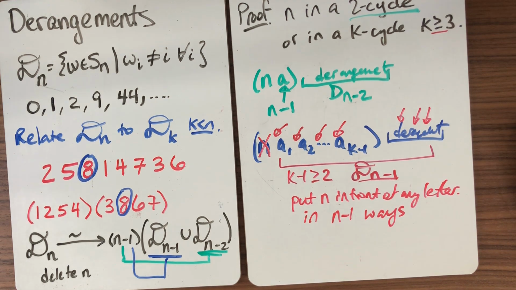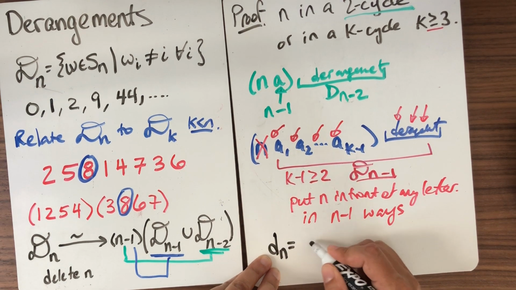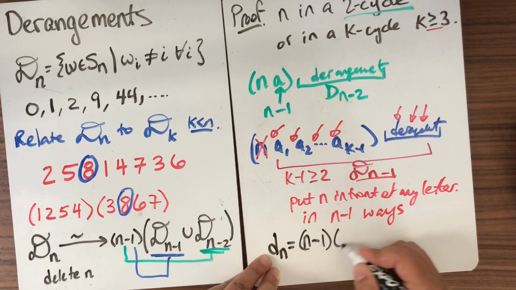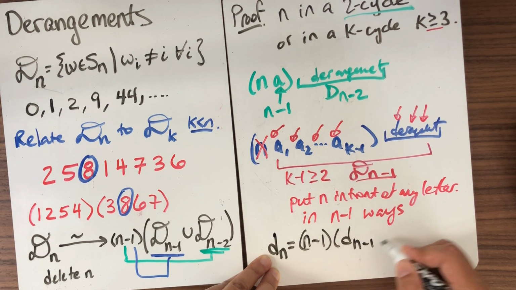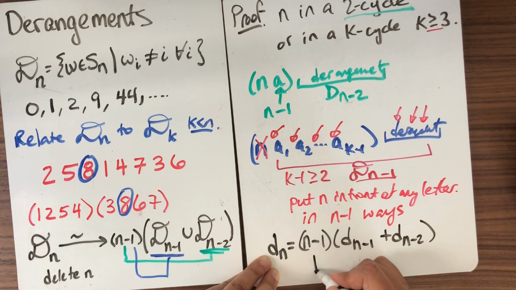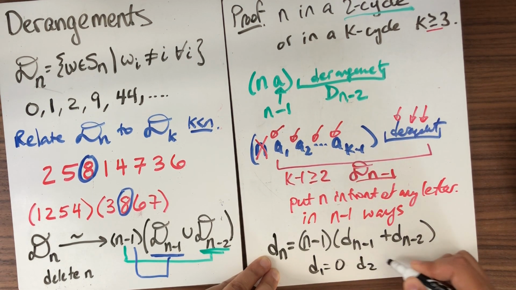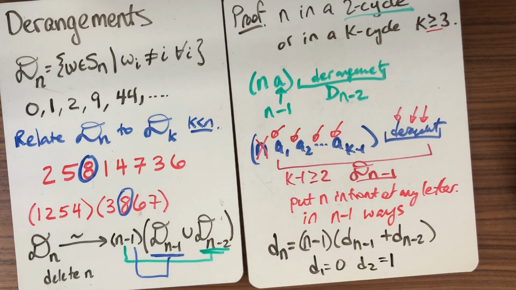So that's our recurrence relation for derangement numbers. And if we write it in terms of the numbers, we get d sub n is equal to n minus 1 times d n minus 1 plus d n minus 2. And of course, we're going to need 2 initial conditions, so we can take them from here. d1 equals 0 and d2 equals 1. So this is the thing that we have just proved.